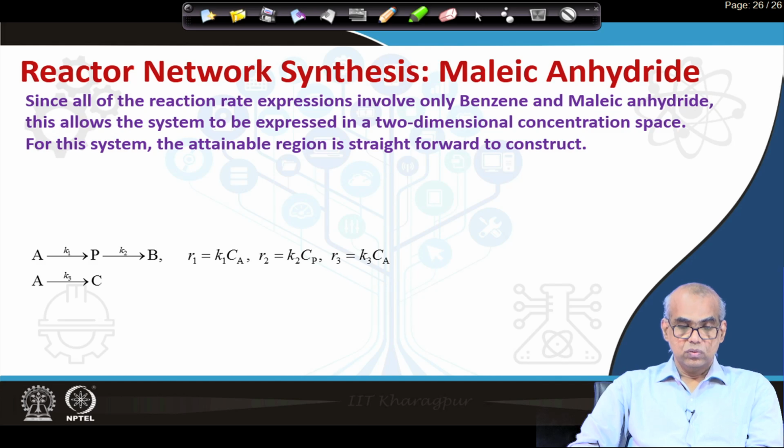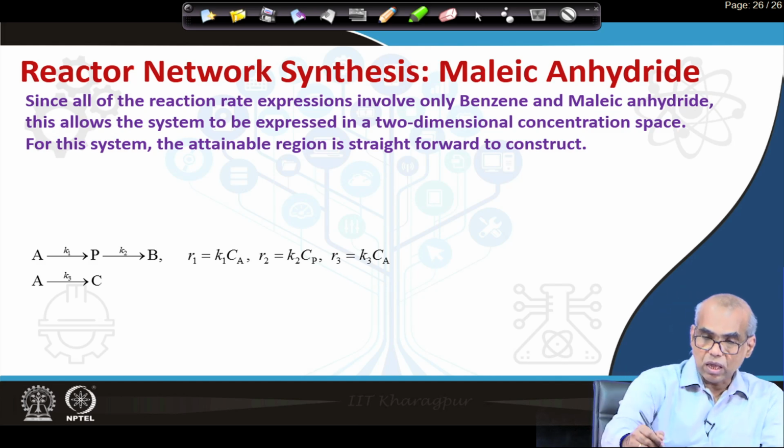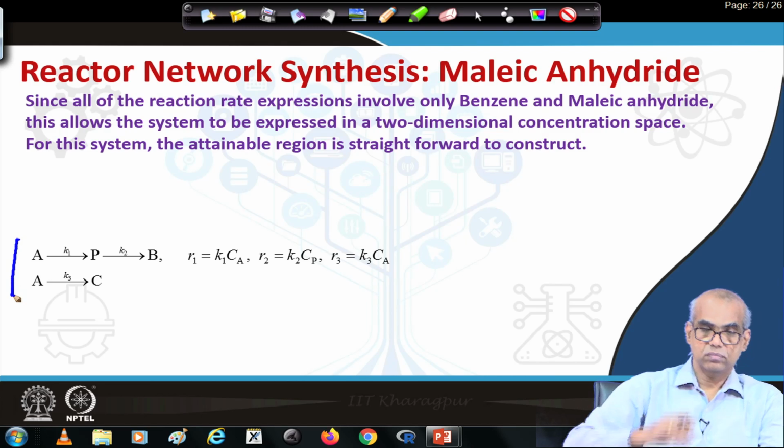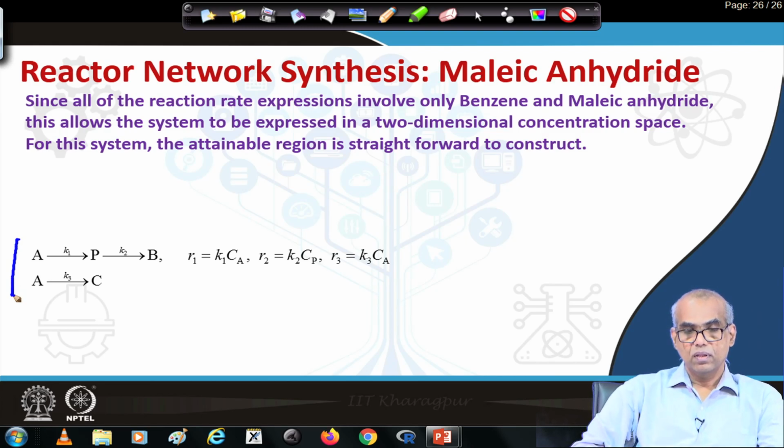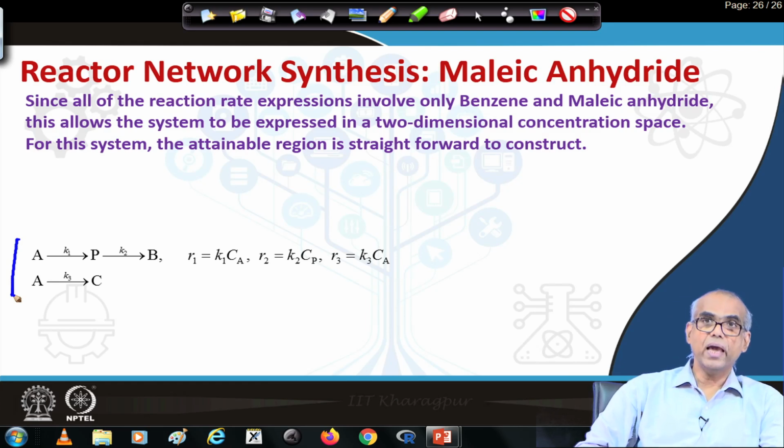Now, you look at the reaction scheme. All of the reaction rate expressions involve only benzene and maleic anhydride, Ca and Cp. So, this allows us to represent the system on a two-dimensional concentration space of Ca versus Cp, concentration of benzene versus concentration of maleic anhydride.